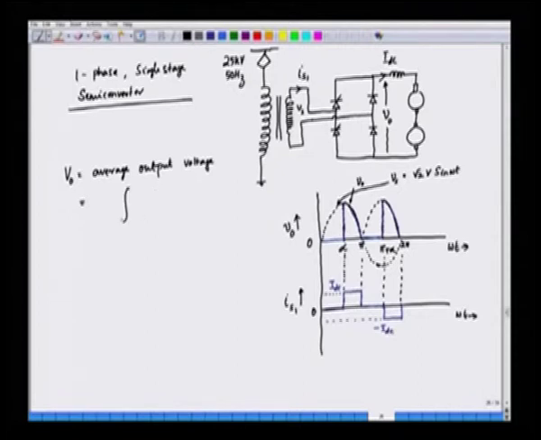So, we can integrate this from alpha to pi, root 2 V sin omega t d omega t, and this is over a half cycle. So, 1 by pi, and if you simplify this, what we obtain is the following: root 2 V (1 plus cos alpha) by pi. So, this is the average output voltage.